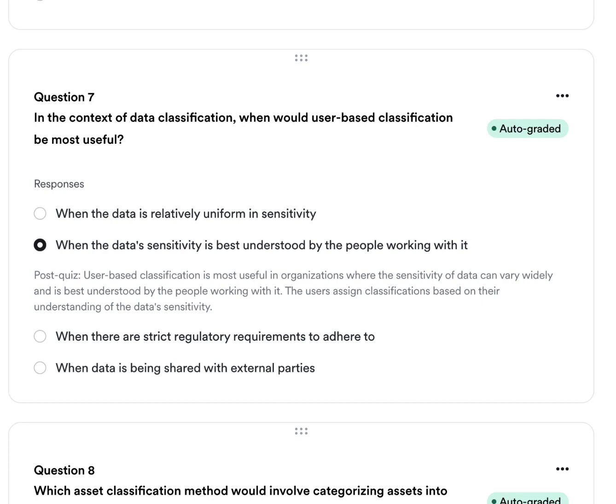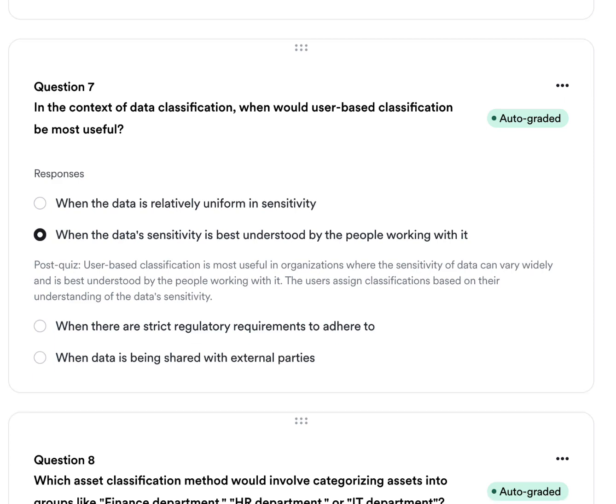So in the context of data classification, when would user-based classification be most useful? Again, user-based, focus on that. It is B, when data sensitivity is best understood by people working with it. Again, user-based classification is most useful in organizations where the sensitivity of the data can be best understood by the people working with it.